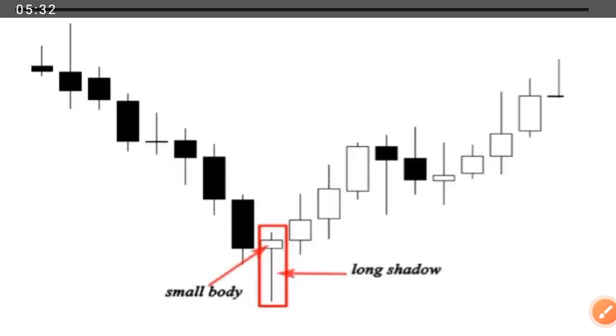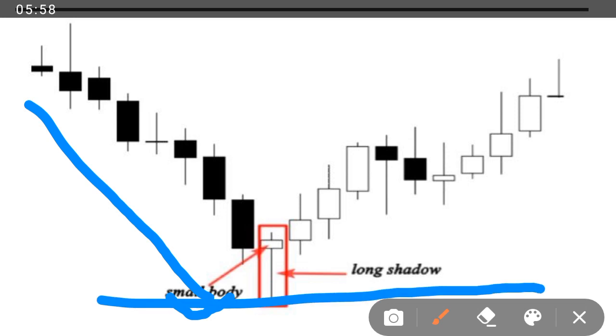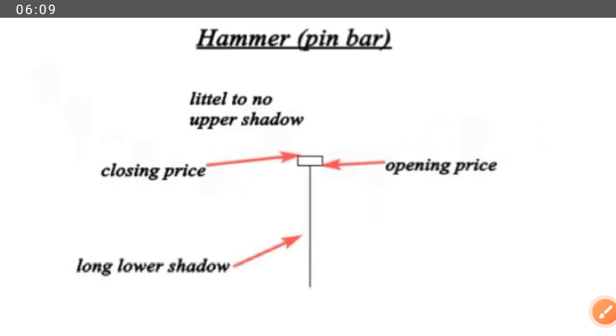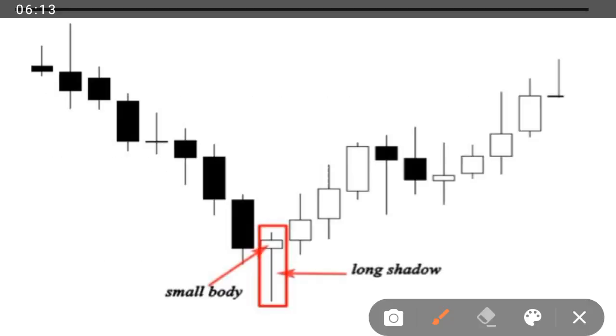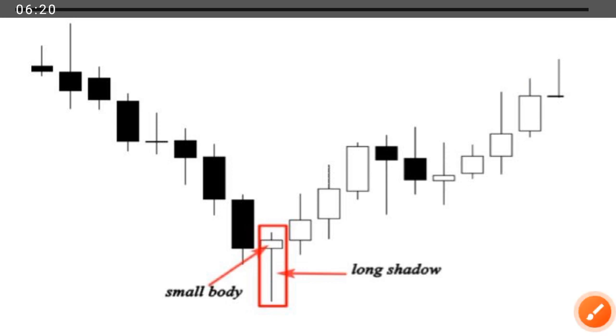Now look at this chart here. Price was going down, then suddenly a hammer was formed. Remember, it must happen in a support zone. This was a support zone. Then what happened next? Immediately the hammer was formed, price started going up. That is a hammer candlestick pattern.